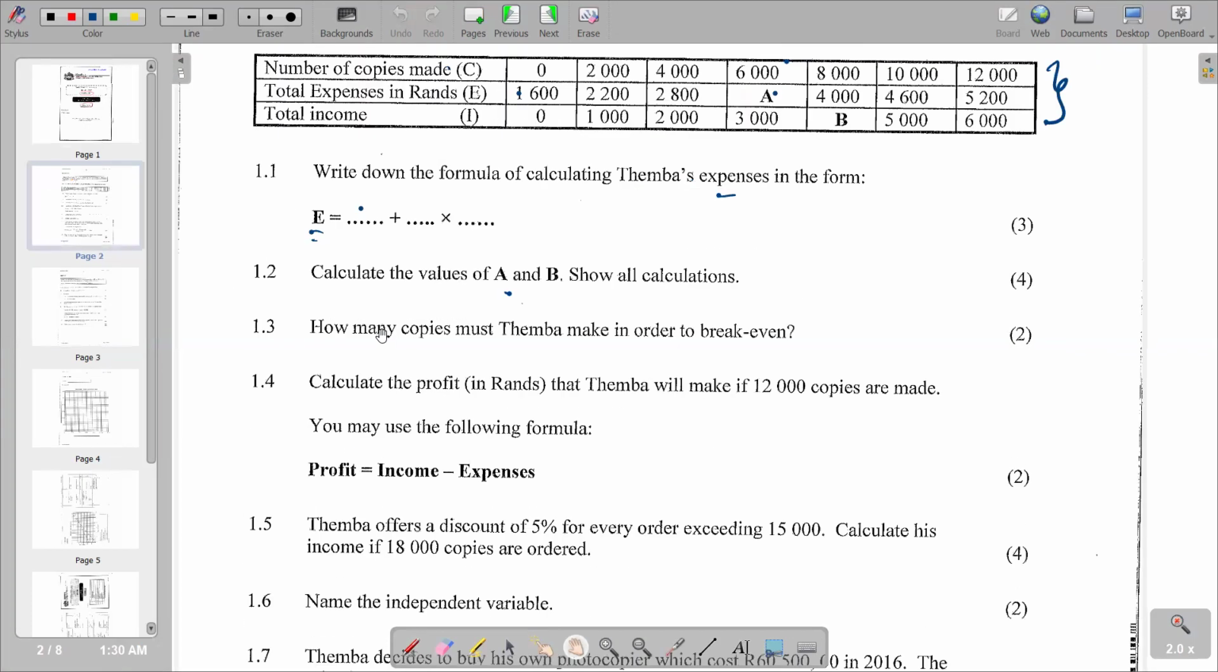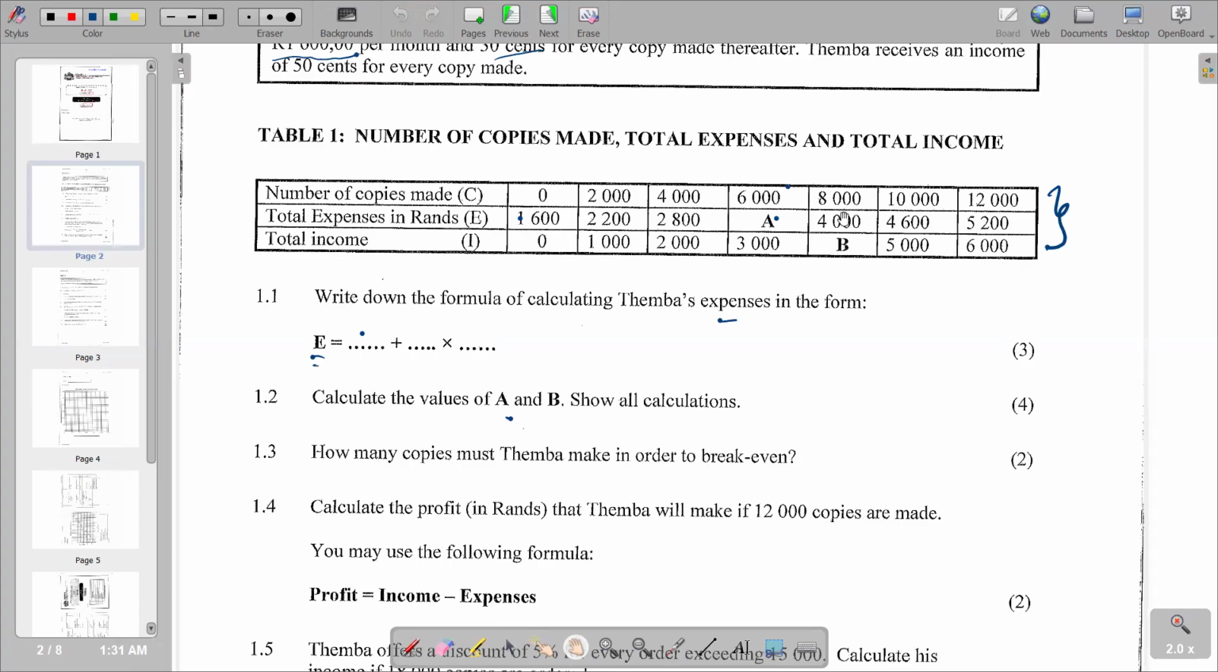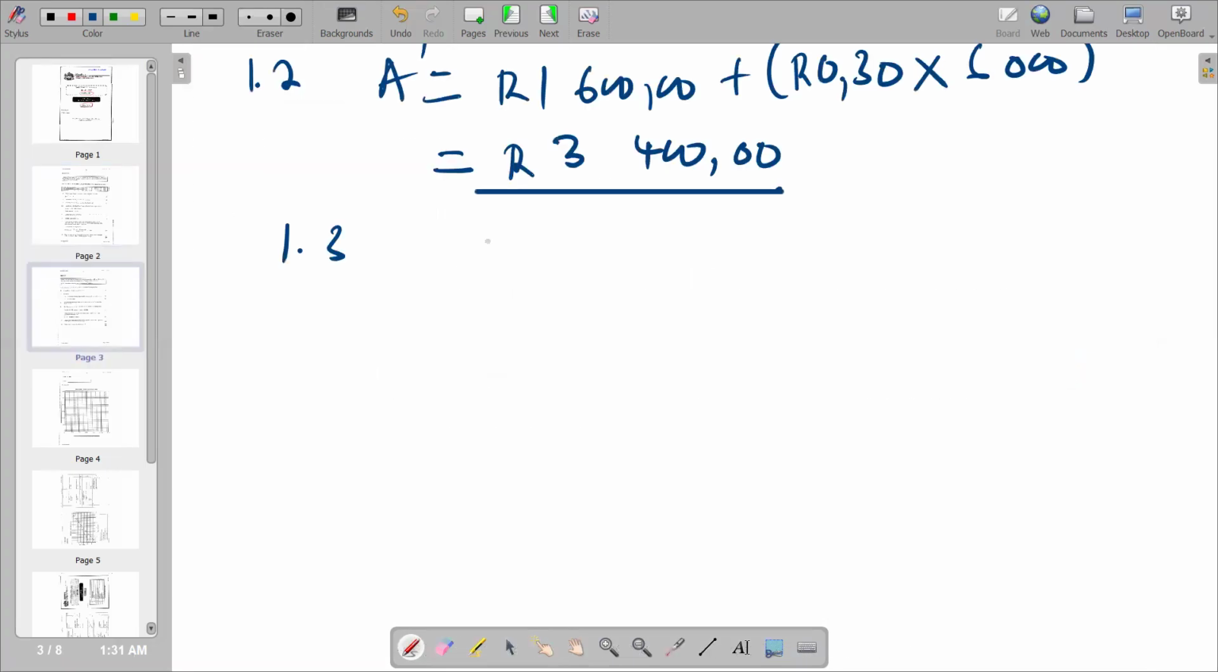Before we move on to 1.3, we also need to calculate B. B is total income, where we have the number of copies being 8,000. According to the information given, we're told that Temba receives an income of 50 cents for every copy made. So obviously, we are going to use our 50 cents multiplied by 8,000.